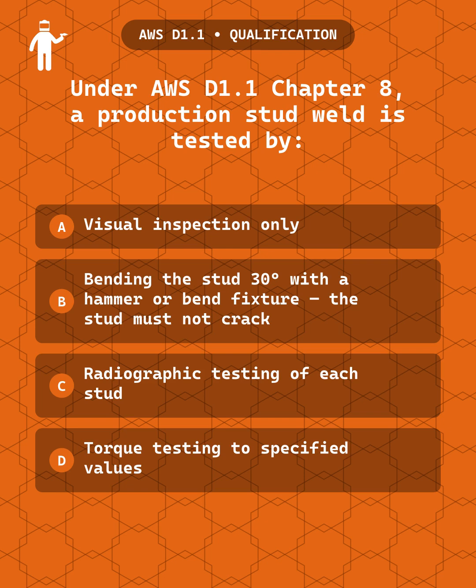Question 10. Under AWS D1.1, Chapter 8, a production stud weld is tested by A, visual inspection only, B, bending the stud 30 degrees with a hammer or bend fixture with no cracking allowed, C, radiographic testing of each stud, or D, torque testing to specified values?